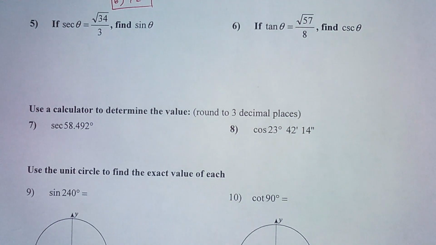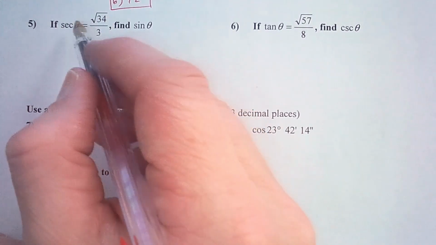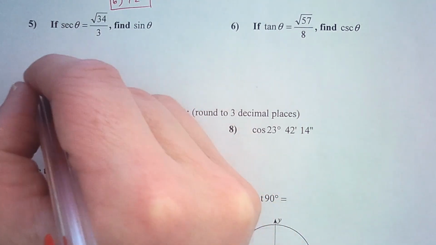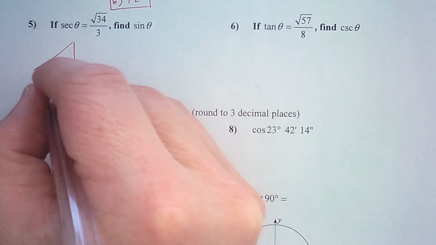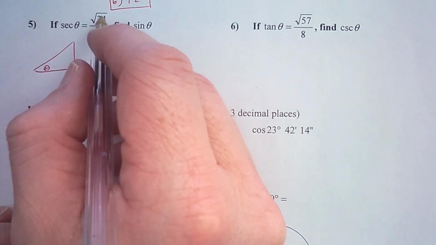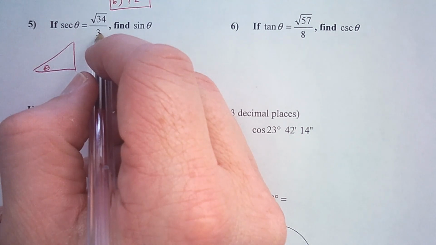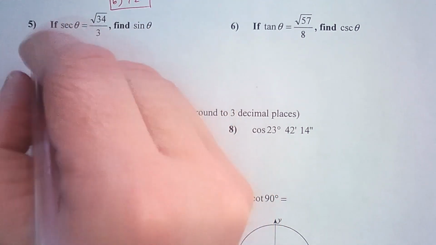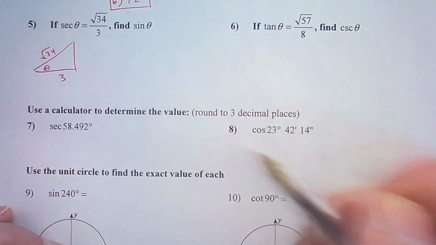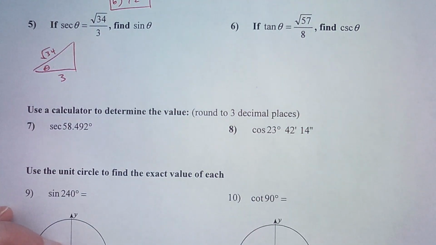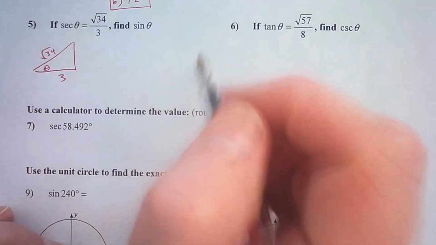All right, next, if secant theta is the square root of 34 over 3, so secant is reciprocal of cosine, so in a picture, that's going to look like this. So here's my theta, and this would be hypotenuse over adjacent. Okay, that's the reciprocal of cosine, so square root of 34 is the hypotenuse, 3 is the adjacent. Okay, so I need sine, which is opposite over hypotenuse.